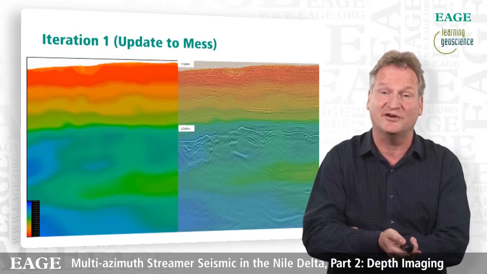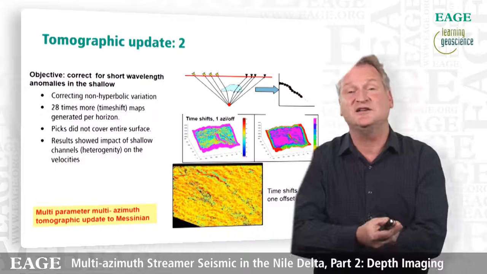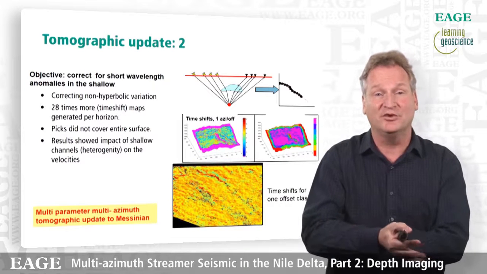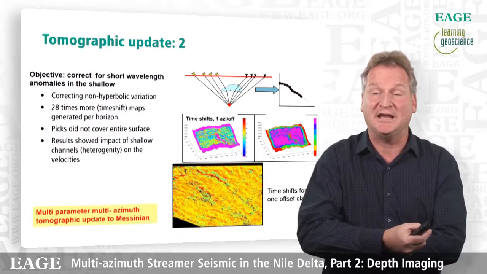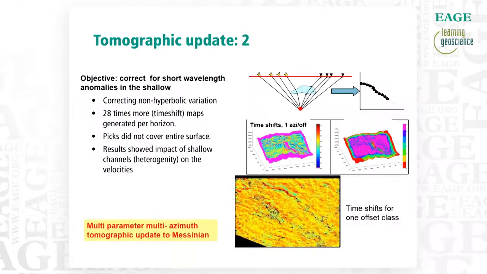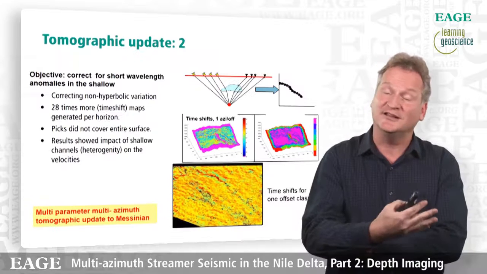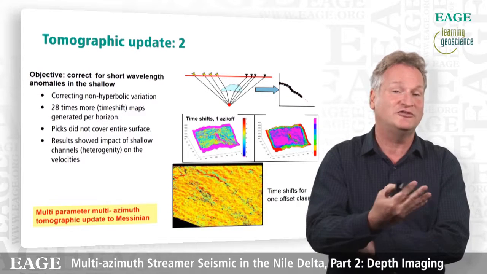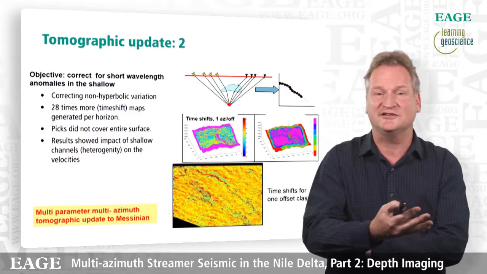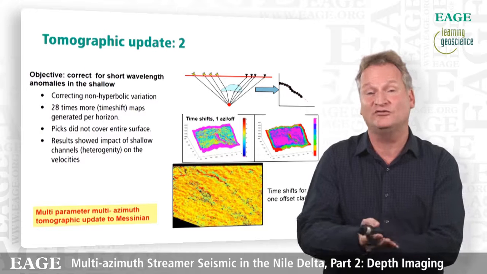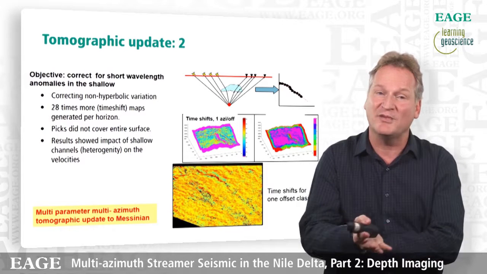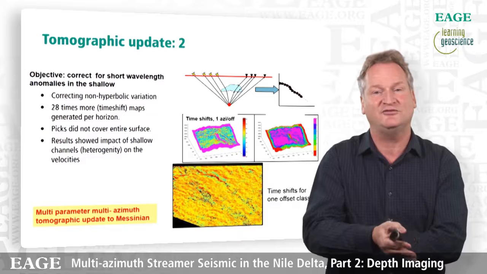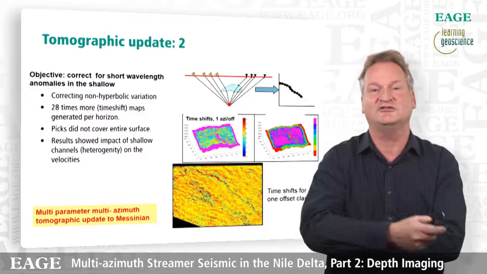So on to the next iteration, where we go from single parameter to multi-parameter picking, which means we're going to pick time shifts in each offset class. In this case 28 offset classes, and for every surface. So if you imagine that in the first iteration maybe we used 10 or 20 surfaces, now we've got 28 times more surfaces that we're going to be picking. So the amount of data that we have to go through, that we have to QC, really starts growing quite dramatically.